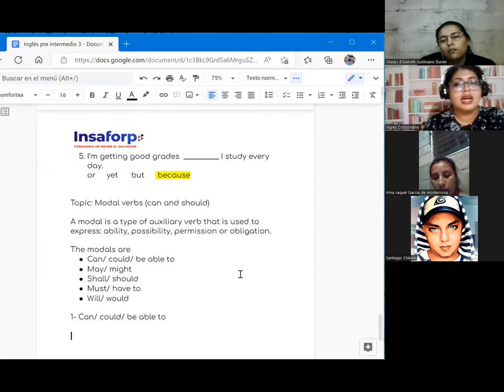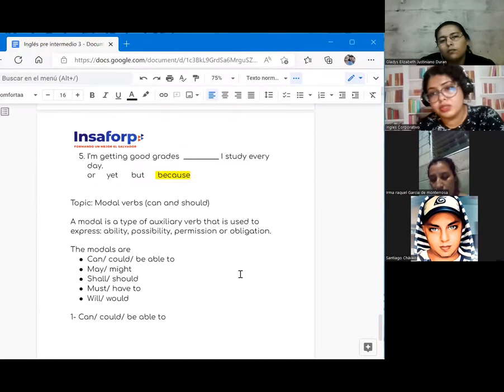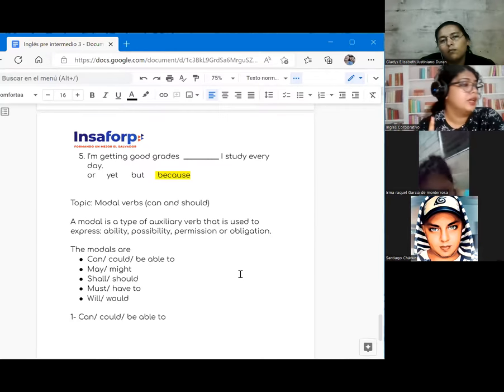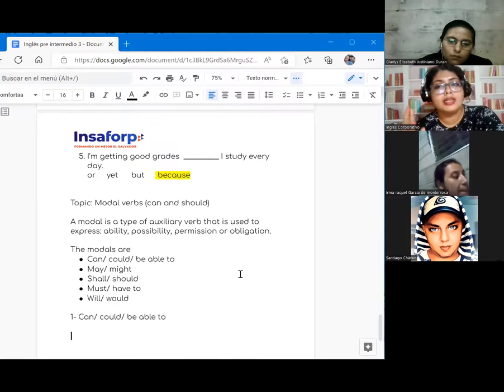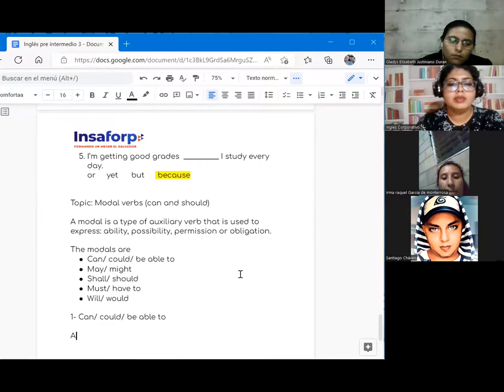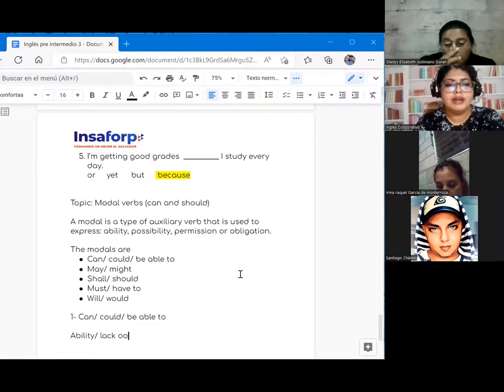Tenemos para esta categoría, we're going to call it like that. We are going to use them to express a variety of ideas in English. Vamos a utilizarlo para expresar una variedad de ideas en inglés. And the first thing is ability or lack of ability. Lo vamos a utilizar para expresar habilidad o la falta de esta. Lack of ability.